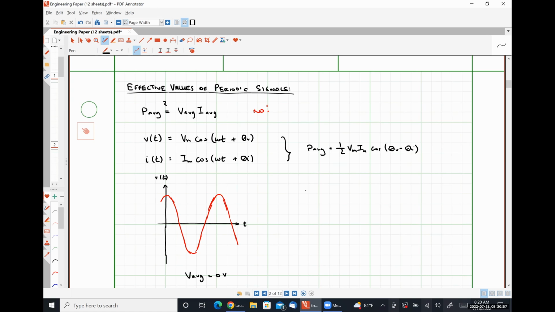So if the average value of the voltage is 0 for a sinusoidal system, and the average value of the current is 0 for a sinusoidal system, 0 times 0 cannot equal 1/2 Vm Im cosine(theta v minus theta I). So what seems like it should be intuitively correct turns out to not be correct in a system like this. The concept of effective values is a way that engineers have developed to make the intuition work, okay?